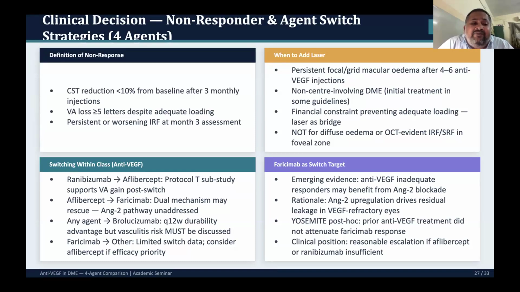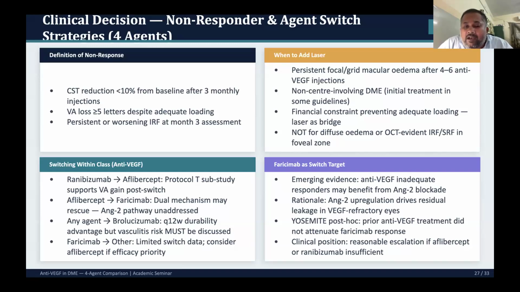We can switch from aflibercept also to faricimab because of the dual mechanism, as the Ang2 pathway might be unaddressed. And then we can switch from any agent to brolucizumab, but with the risk of vasculitis being there, it must be discussed beforehand with the patient, and it requires regular monitoring as well. And from faricimab to other agents, there's limited switch data, so consider aflibercept if efficacy is a priority.